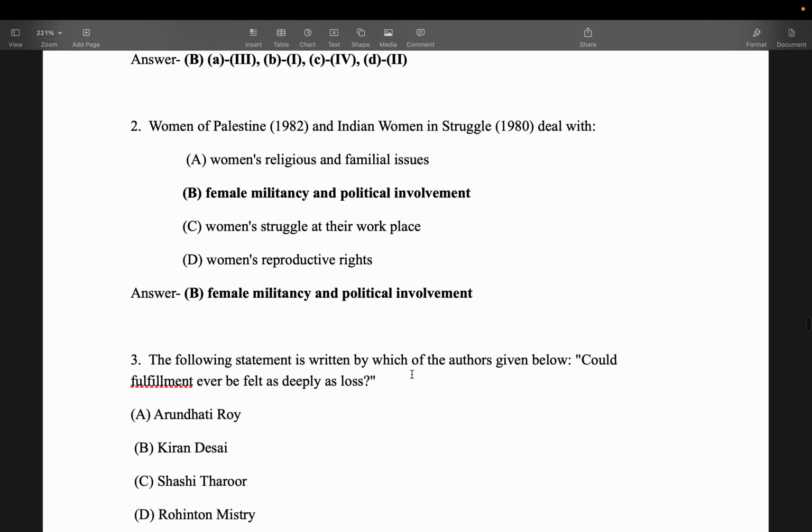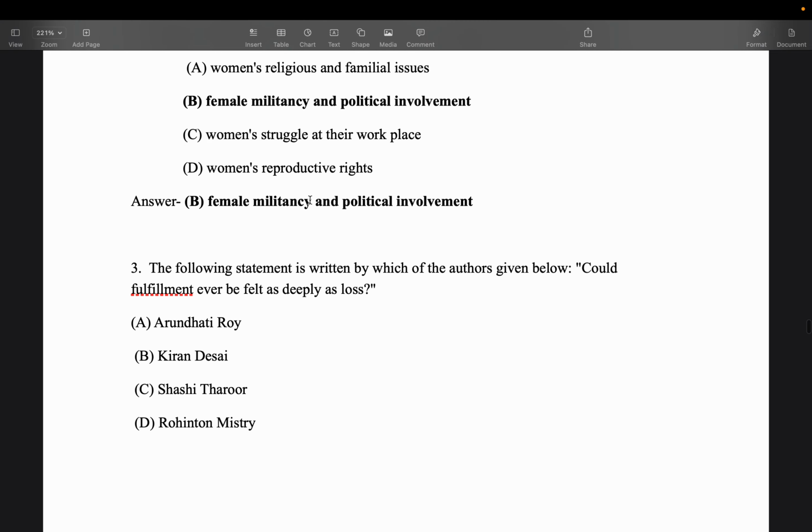Now, Women of Palestine and Indian Women in Struggle. Women of Palestine. These are also difficult questions, but let us hope in 2023, so many difficult questions from Indian literature may not be there. Women of Palestine is about female militancy. It is actually, you can guess it. Women in Palestine, religious issues, struggle, reproductive rights cannot be. It is actually a common sense question, female militancy and political involvement. I don't think that's a difficult question.